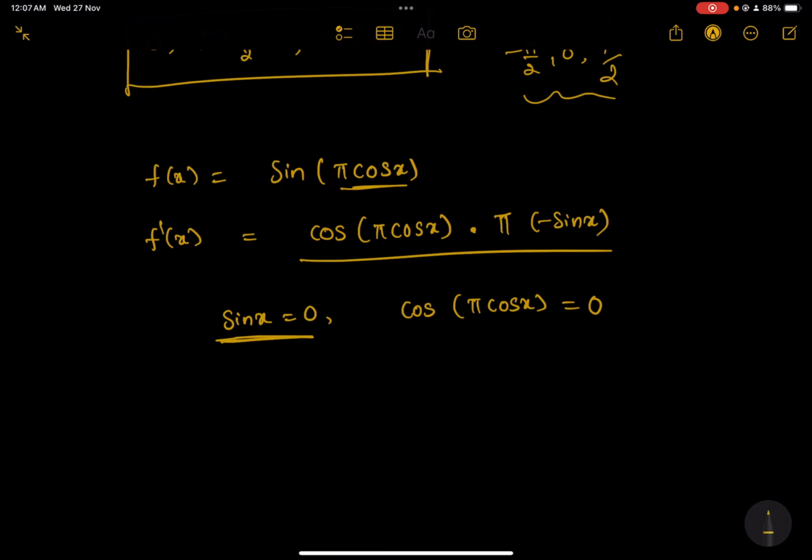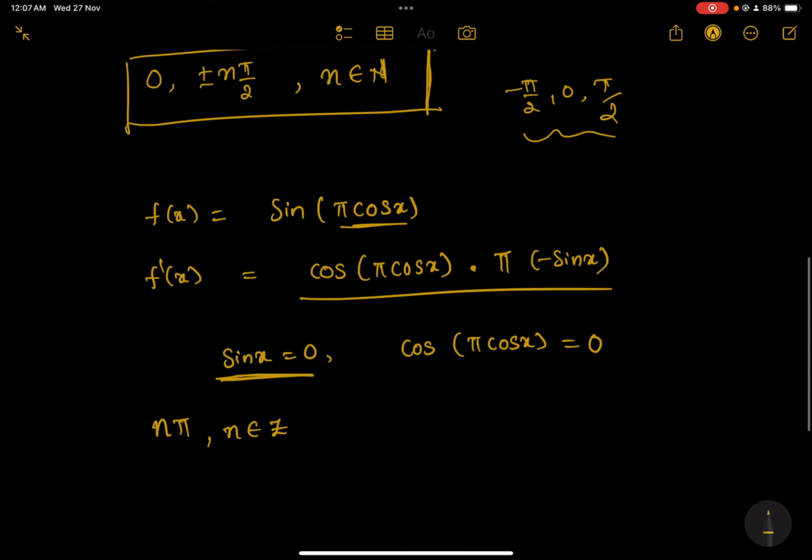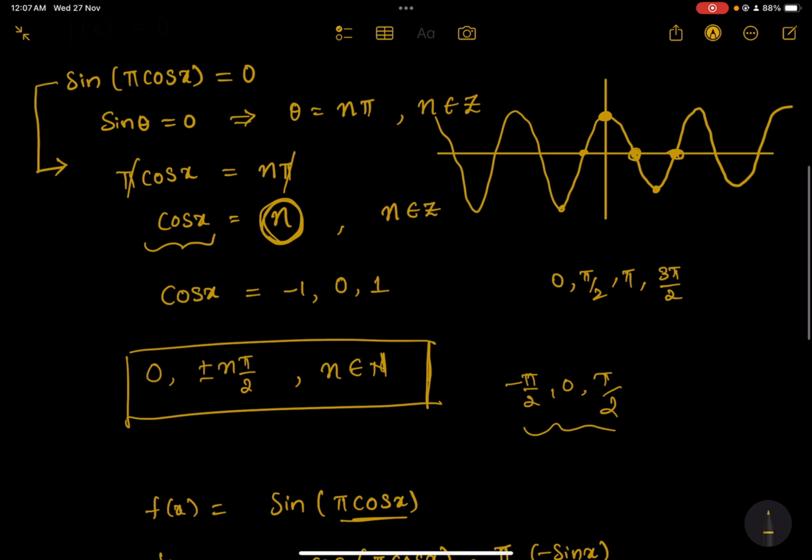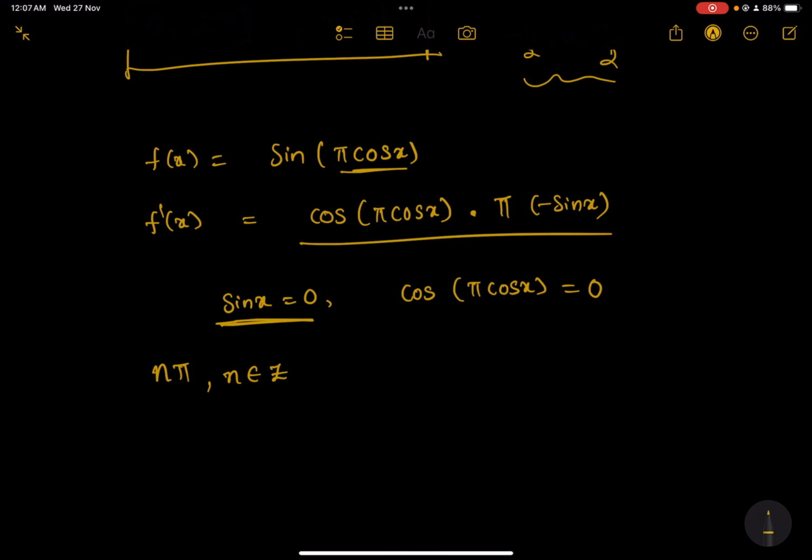So sin x is 0 for n pi, where n belongs to Z. Cos theta is 0 for pi by 2, 3 pi by 2, minus pi by 2, minus 3 pi by 2, that is, for 2n plus 1 times pi by 2, where n belongs to integer. So cos theta is 0 for these values.